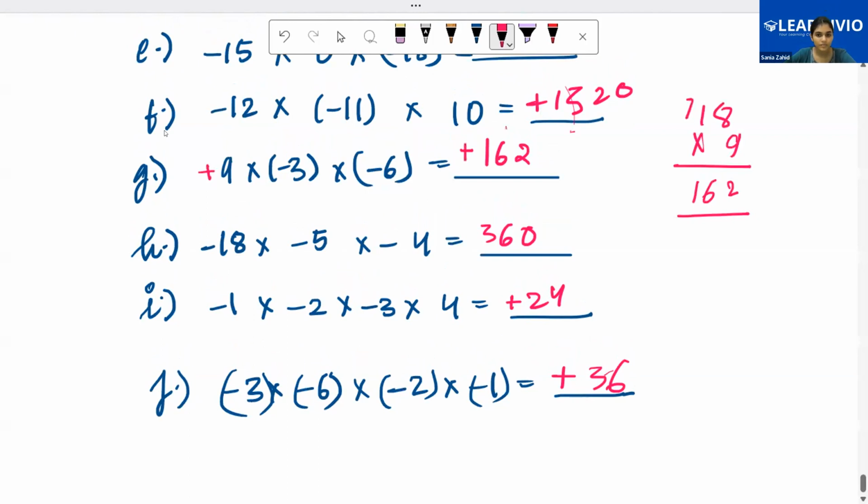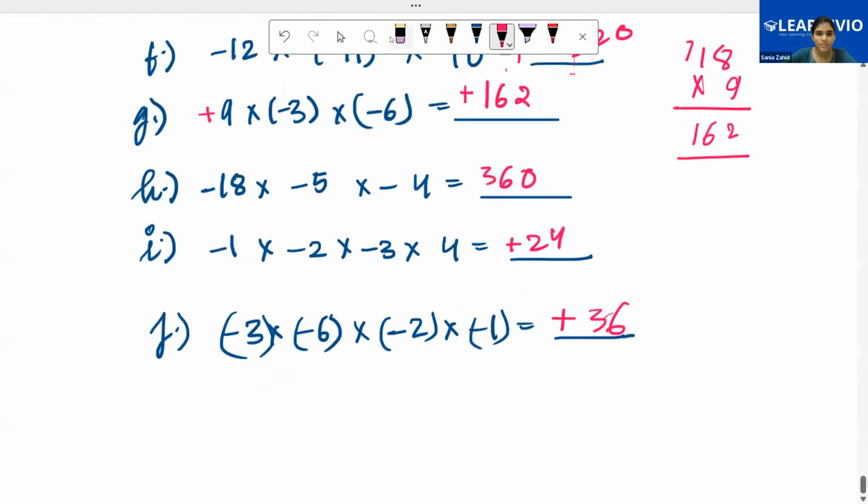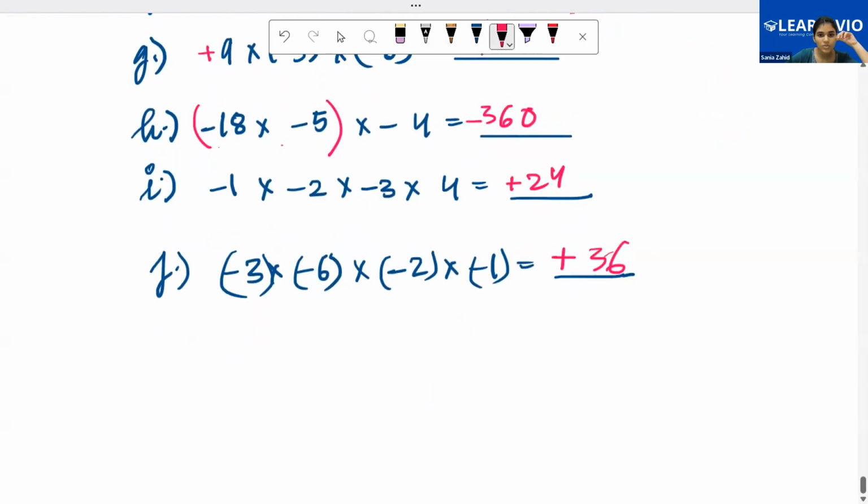Yes, ma'am. For the next one, 360 is correct, but again, the sign will be minus. See, when you multiply these two numbers, you get a positive number, and then you multiply the positive number with a negative number, so you are getting a negative number. The signs are wrong. Work on signs. Then minus 1 into minus 2 is plus 2, plus 2 into minus 3 is minus 6. Okay, 24 is correct, and sign is wrong.